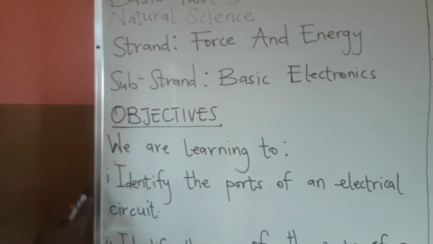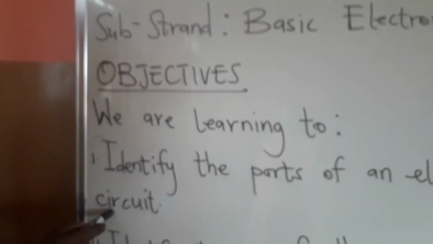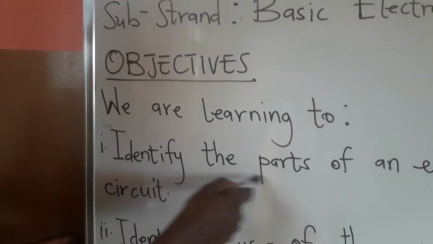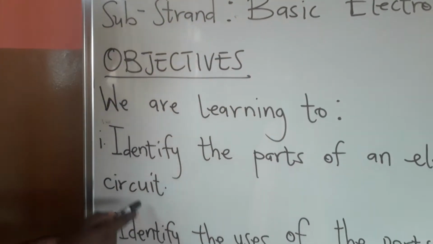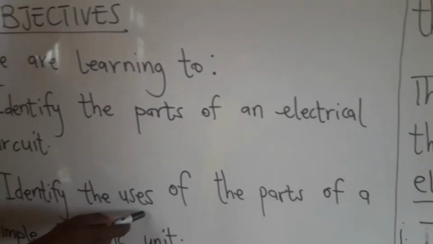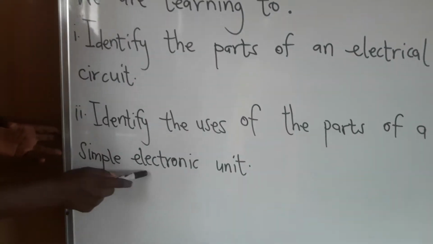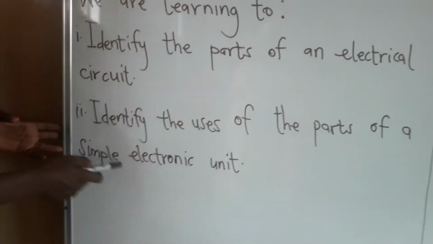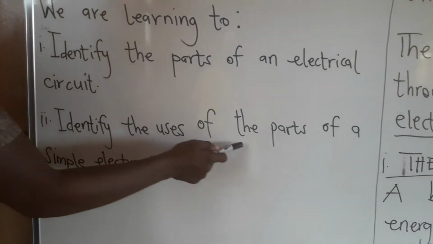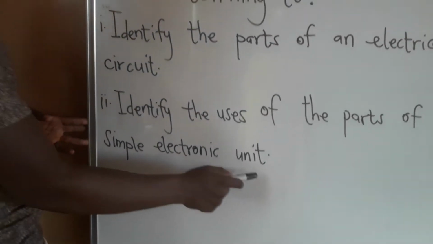Our objectives: we are learning to identify the parts of an electrical circuit. We are also going to identify the uses of the parts of a simple electronic unit.